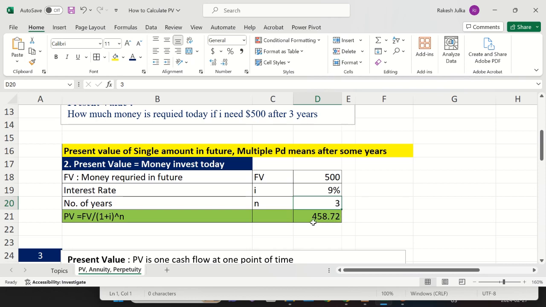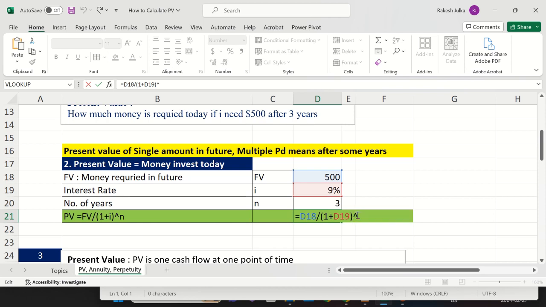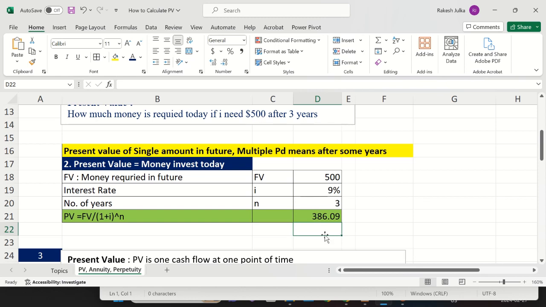So it means 458.72, this much money is required, right? After a couple of periods, then we will receive $500. So let's calculate once again, because I didn't put the shift plus caret. So n here is 3. So I'm just going to click over here, enter. So actually 386.09 is required, right?